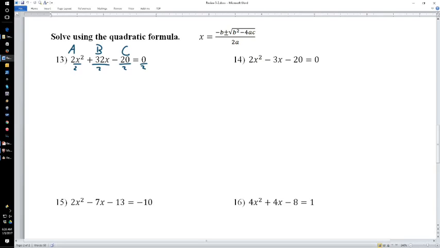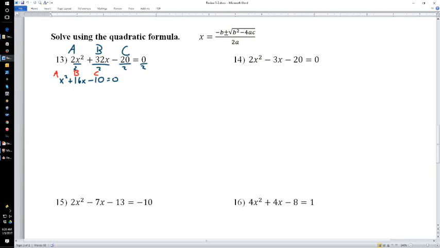X squared divided by 2, 2 divided by 2 is 1. So I got x squared plus 32 divided by 2 is 16. And 20 divided by 2, so that's negative 10 equals 0. So the ABC values I'm going to use are actually 1, positive 16, and negative 10. So first things first, fill in your equation.